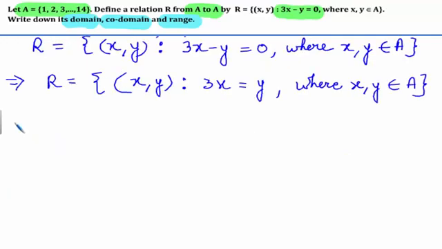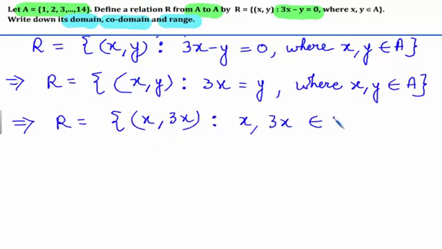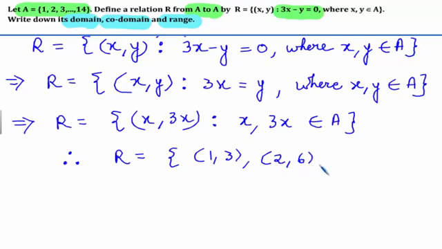So this can be further written as R is equal to (x, 3x) such that x, 3x both belong to A. Therefore, R will be equal to (1, 3), (2, 6), (3, 9) and (4, 12).